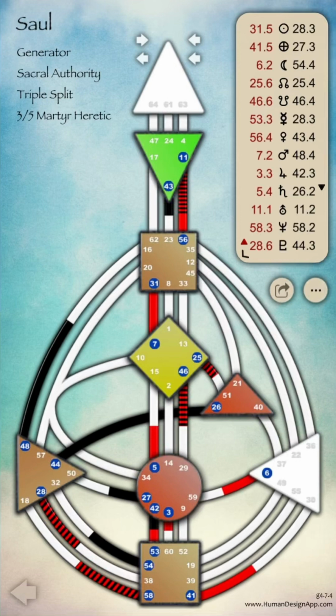Yeah, I mean that's what the defined centers are about. We have fixed energy, so we're not so flexible, we're not so open, we're not absorbing so much from the outside. That's what the centers mean.